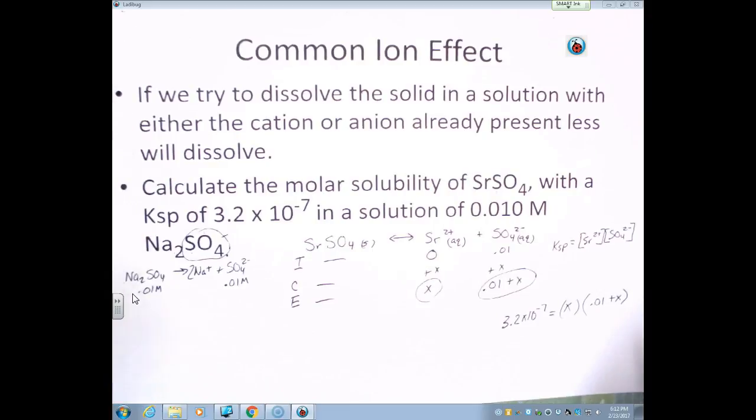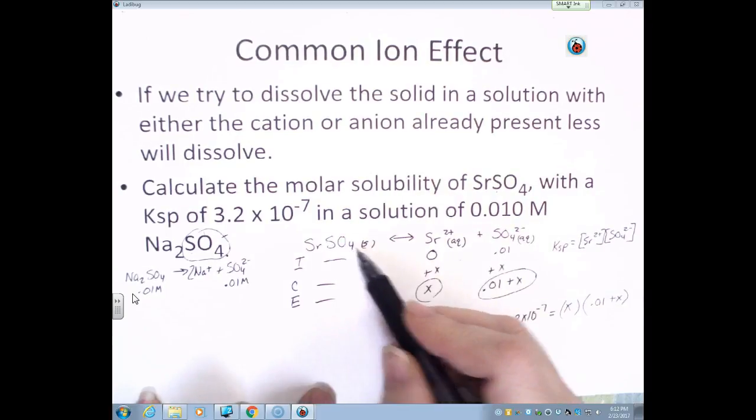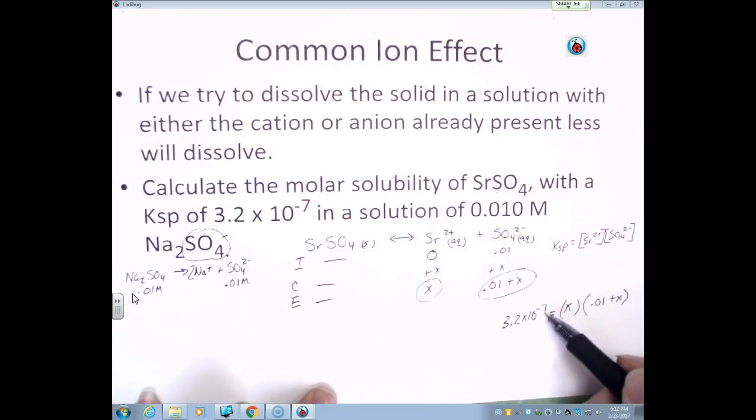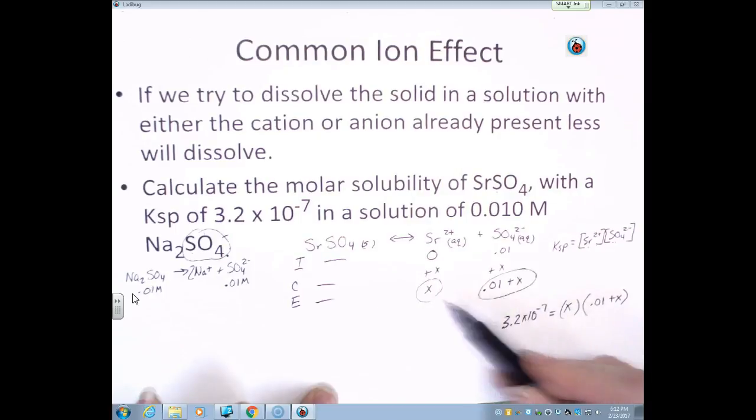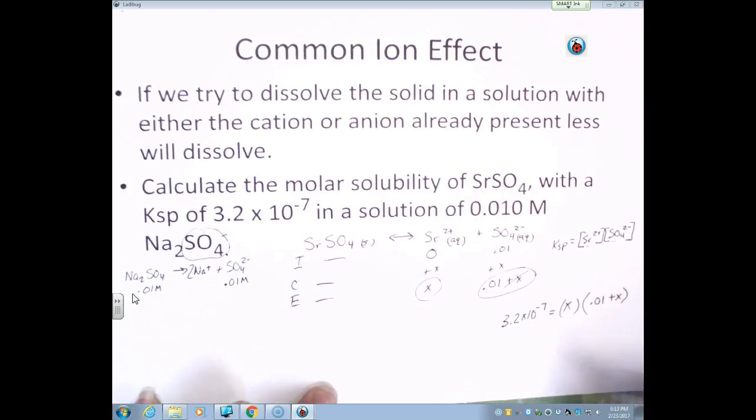Now, this can end up being one where you would need to use the quadratic. But remember that this is a slightly soluble salt. And from the KSP, we can tell we're not going to form very many ions. So whatever X is, it is really small, and it's really going to be small when you compare it with this 0.01. So we're going to make a little simplification here to avoid the quadratic, although we could do that just as easily, and simplify it so that it looks a little bit like this.